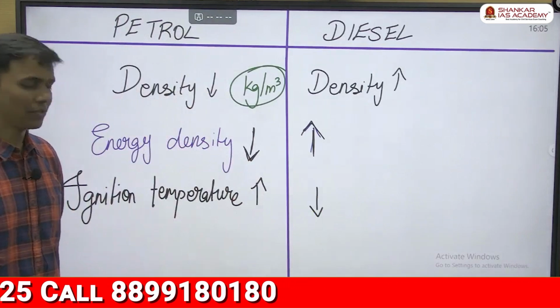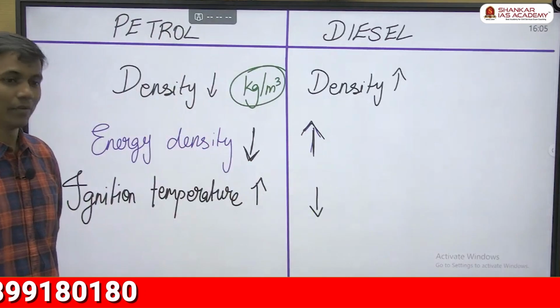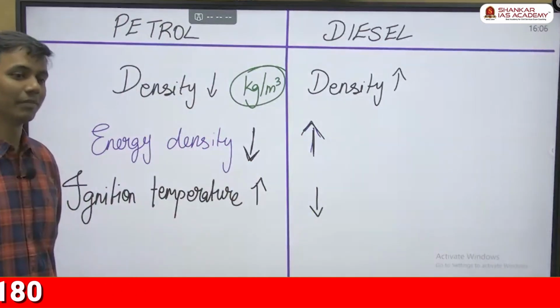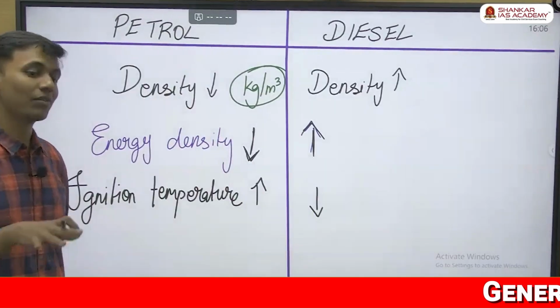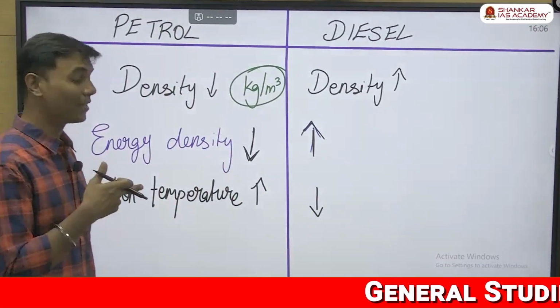So why did you say petrol? Why did you say diesel will have higher ignition temperature and petrol will have lesser? Because maybe petrol will easily catch fire, correct? That's the assumption we have, which is true. Petrol will easily catch fire, but still the ignition temperature is higher.